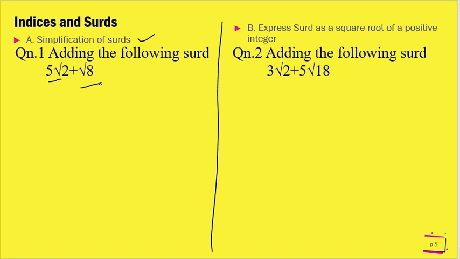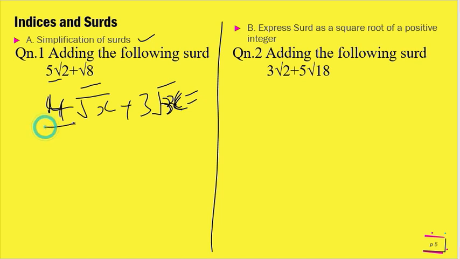For example, we may have 4 root x plus 3 root x. This one is doable because whatever is inside the root is the same. Here, adding, we add the coefficients, 4 plus 3 is 7, so 7 root x will be the answer.